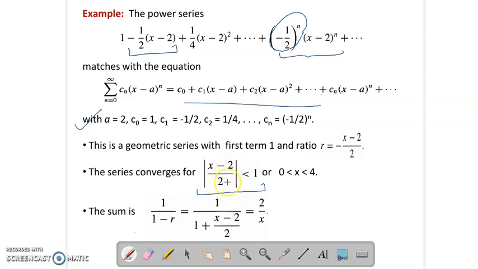So when mod of (x minus 2) by 2 is strictly less than 1, it means x is lying between 0 and 4. So the series converges for 0 less than x less than 4, and it converges to the number a upon 1 minus r, which turns out to be 2 upon x. So we can write that 2 upon x is equal to this power series, or we can use this infinite series, taking a finite number of terms out of it, to approximate this function with the help of this series, right?